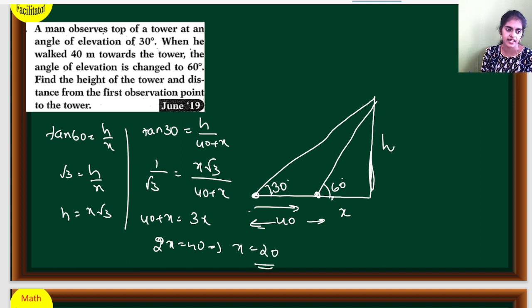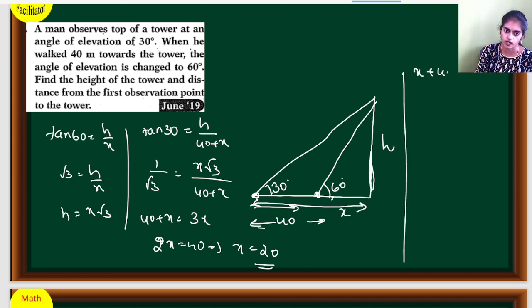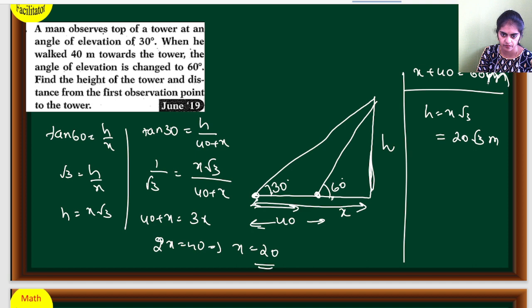So you have to find the height of the tower and the distance from the first point of observation to the tower. The first point of observation means from this point to the tower, the total distance is asked. So what is the total distance? x plus 40. So it is 60, the total distance. What is the height of the tower? The height is x root 3. So x is 20. So 20 root 3 meters is the height of the tower. All are meters, so this is also meters.